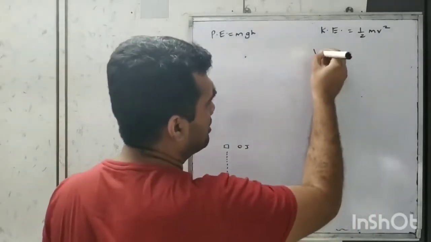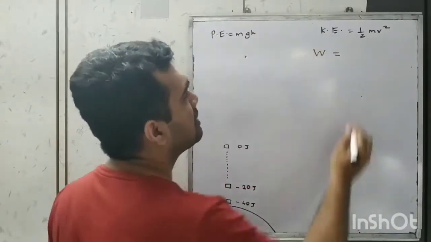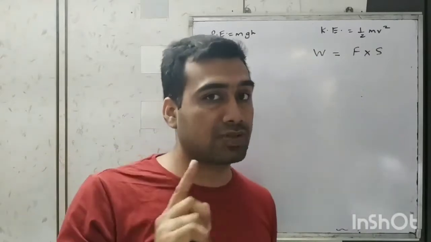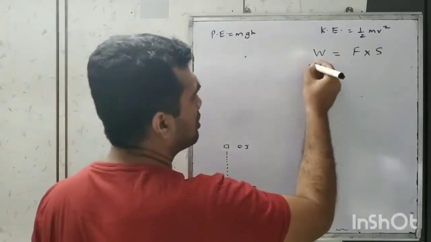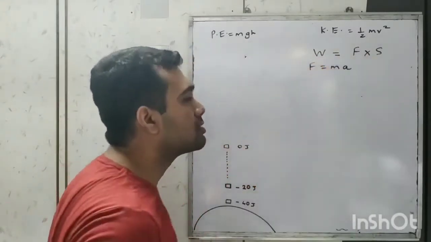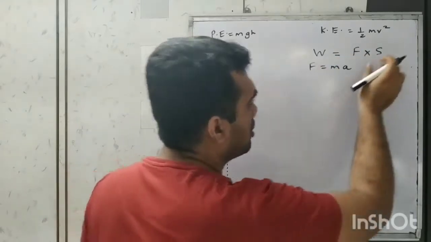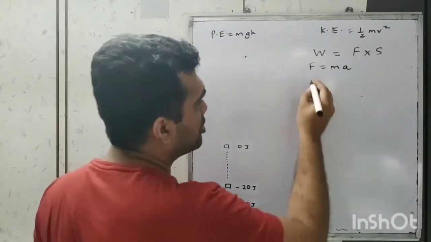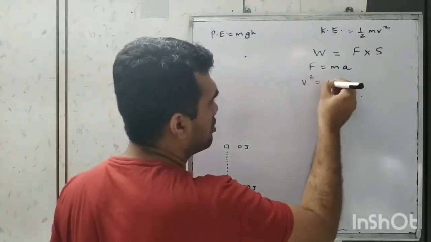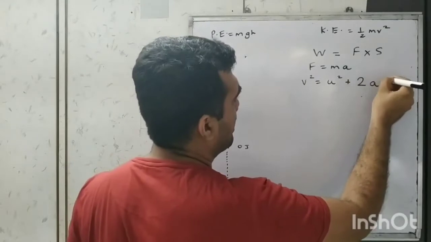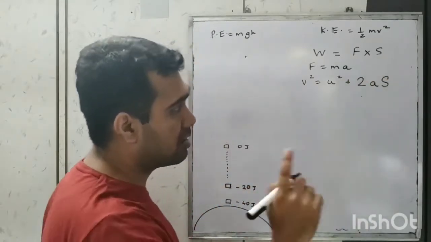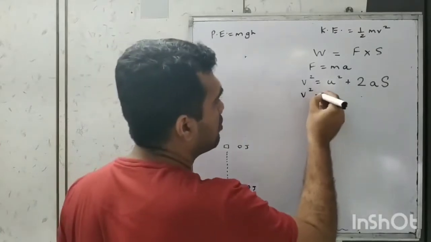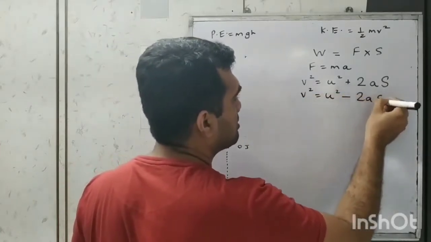So we know that the work done in stopping the car is F into S. The displacement is in the direction of force here. Now force is mass into acceleration. So that can be substituted. But what about displacement? Well, let's use the laws of motion, the equations. One of them is v square is equal to u square plus 2as. But here the acceleration is negative, it's retardation since the brakes are applied. So it should be v square is equal to u square minus 2as.